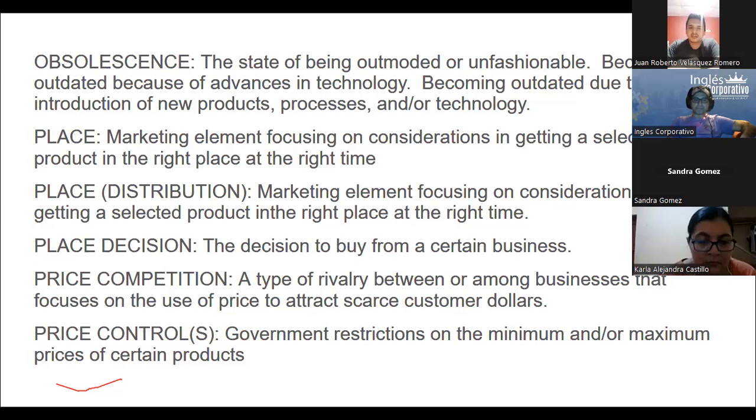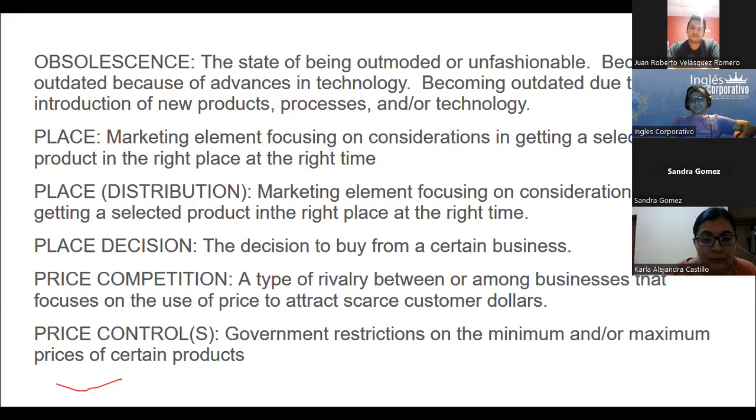Oh, sorry. Okay. Price competition: a type of rivalry between or among businesses that focuses on the use of price to attract scarce customers' dollars. Very good. So price competition, as the name says, is a type of rivalry between or among businesses that focuses on the use of price to attract scarce customers' dollars. So let's check some vocabulary here.